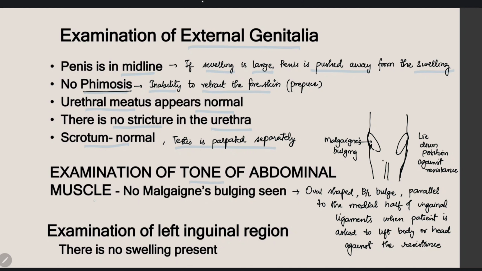Examination of tone of the abdominal muscle. No Malgaigne's bulging is seen. Malgaigne's bulges are oval-shaped bilateral bulges parallel to the medial half of the inguinal ligament when the patient is asked to lift the body or head against the resistance which we apply. This is Malgaigne's bulging, which is seen in the lying down position against resistance.